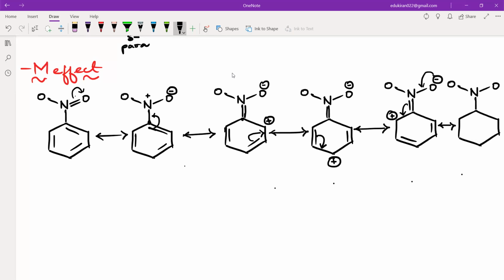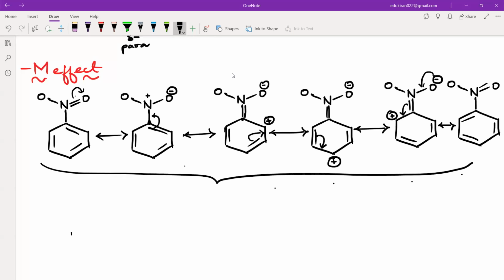In which we don't have to do anything. Just put a double bond here, and there will be a double bond here, here, and here. And now we can make the resonance hybrid structure. So we'll have the benzene ring. Attached to it is the nitro group.